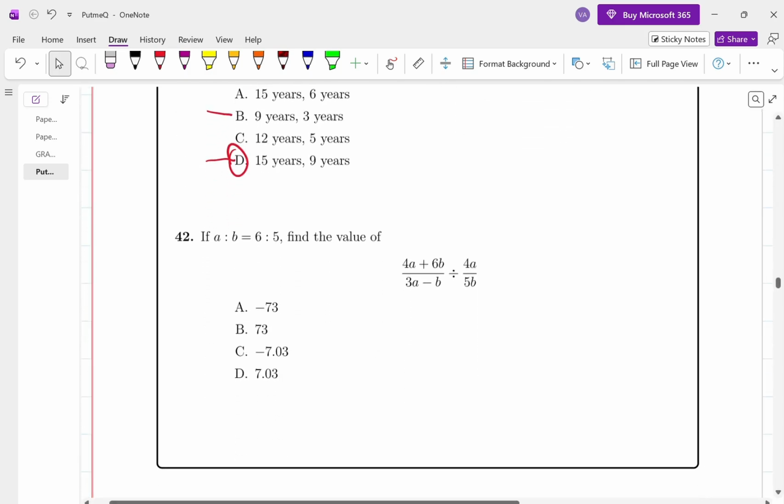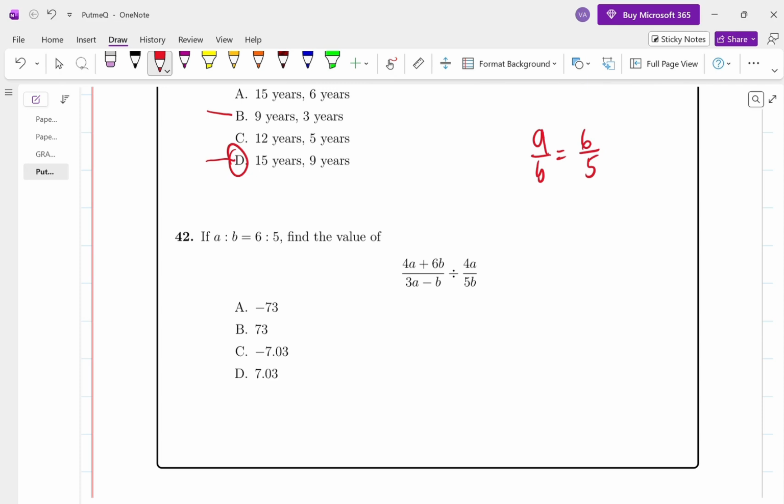Okay, now for question 42. I've seen an equation similar to this previously, but this very problem right here is not done correctly. But let me show you how to answer something like this. So we have it that A is to B, which is A over B, by the way. So we have it that A over B is equal to 6 over 5.